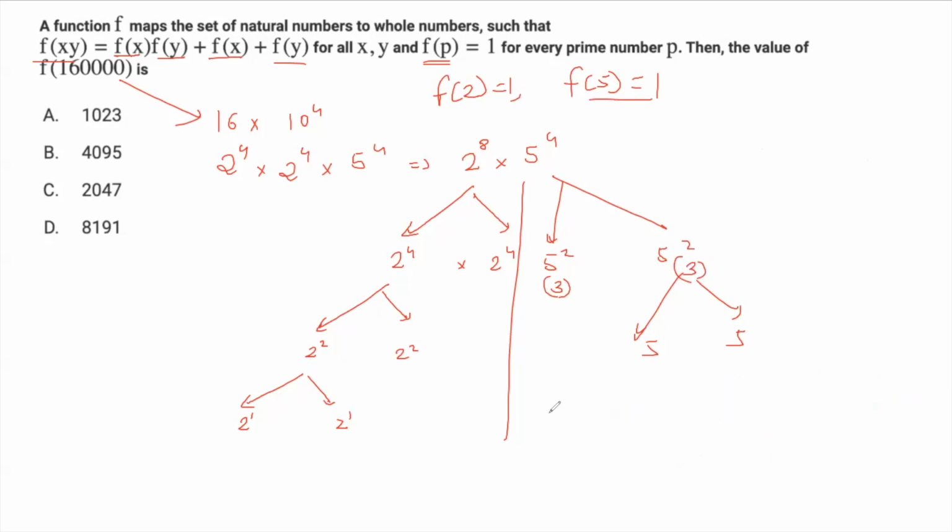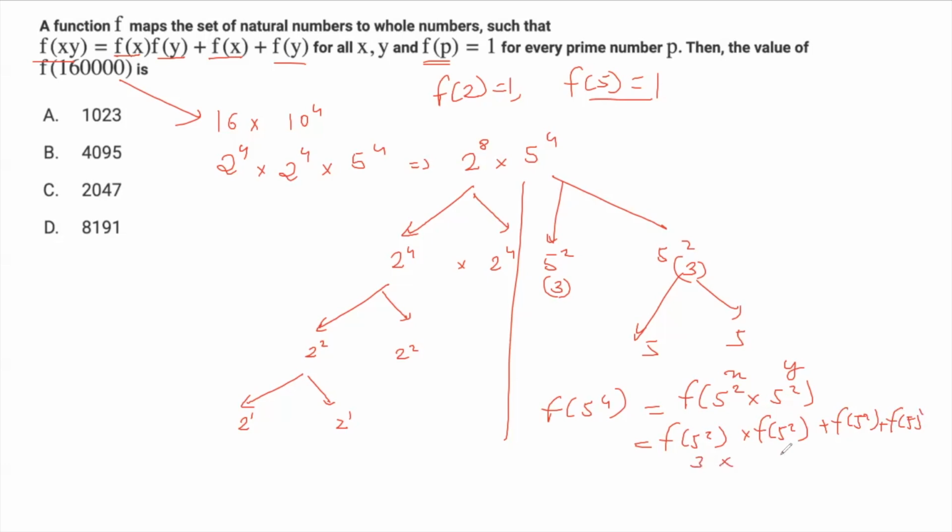And now by the same logic, we can also find out f of 5 raised to 4, which can be further split as f of 5 square into 5 square. This is like f of x into y, right? So f of 5 square into f of 5 square plus f of 5 square plus f of 5 square, right? F of 5 square we know is 3, into this is also 3, plus this is 3 and this is 3. We have 3 3s are 9 plus 3 plus 3 is 9 plus 6, 15. So f of 5 raised to 4 we have simply found as 15 in this case, right?